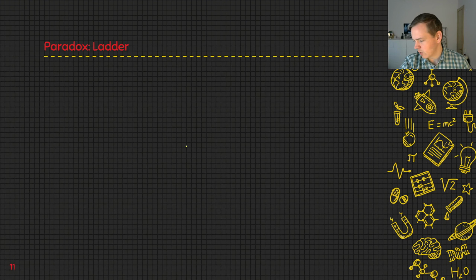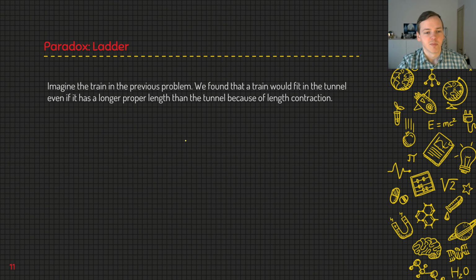All right, let's go over a related paradox, and it shouldn't be a ladder, this should be a train, since I had changed that. So imagine the train in the previous problem. We found the train would fit in the tunnel, even if it has the longer proper length. Remember, it had a proper length of 151 meters, because of length contraction. So length contraction makes the train get shorter in the direction of its travel, so it fits within the tunnel.